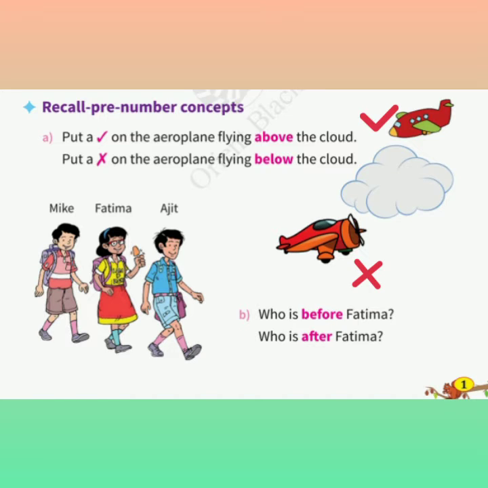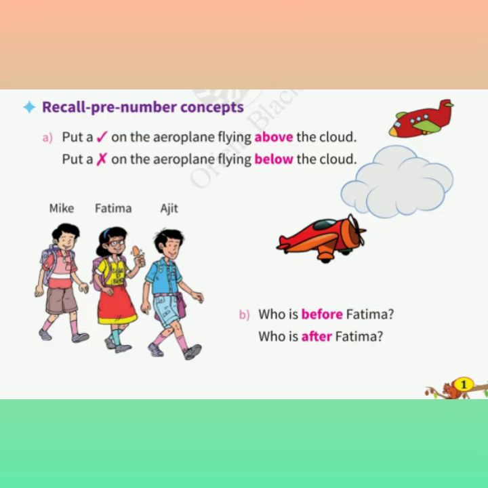So let us learn the second pre-number concept. There are three friends, Mike, Fatima and Ajit. Now let me know who is before Fatima. Can anyone guess it? Yes. Before Fatima there is Mike. And who is after Fatima? Ajit is after Fatima. So this is about the before and after.